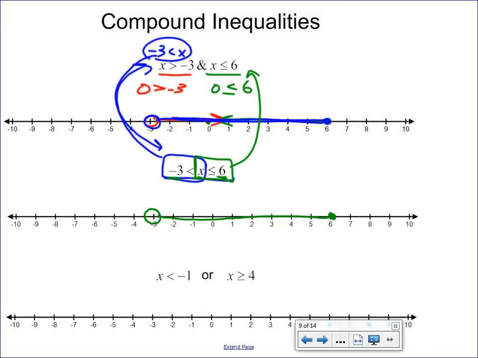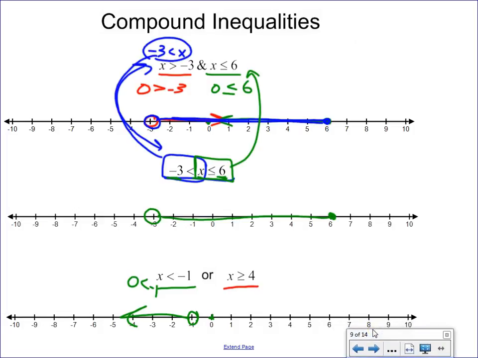The one at the bottom is an or. Either x is less than negative 1. Compare with 0. Is 0 less than negative 1? No. So solutions go that way. Or I can say x is greater than or equal to 4. In that case, it could be equal to 4. If I compare with 0, is 0 greater than or equal to 4? No, that is false. So my solutions go that way.